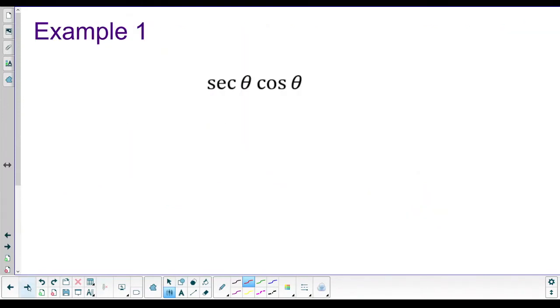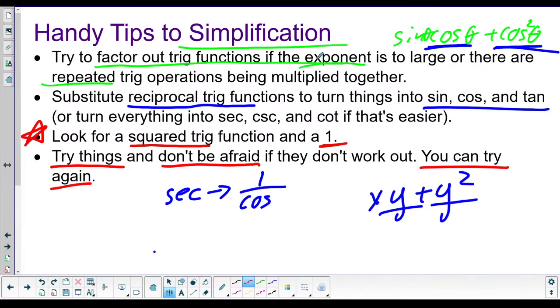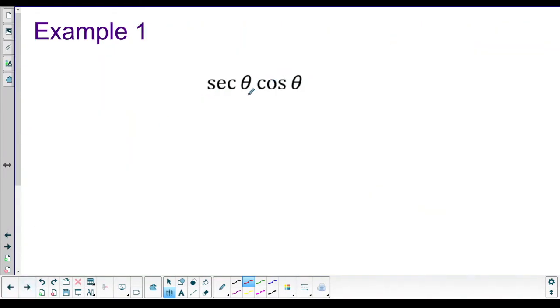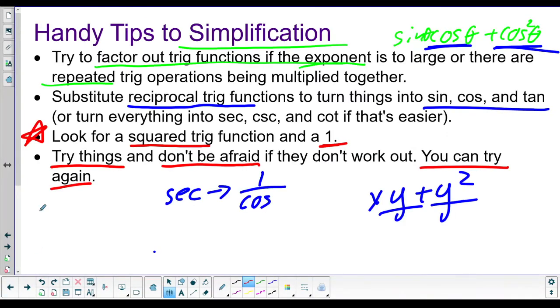All right, let's look at example number 1. So we want to simplify this. Let's go look at our tips. Can I factor anything out? No, there is nothing repeated here. There's nothing being multiplied. There's no exponents. I can't factor this. What's tip 2? Substitute the reciprocal trig function and turn it into the base ones.